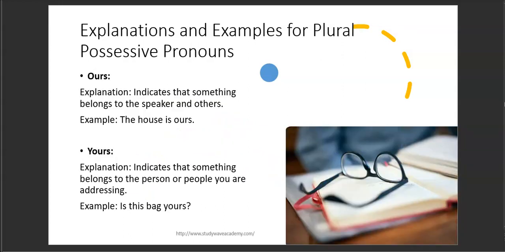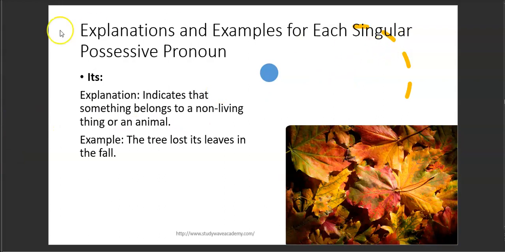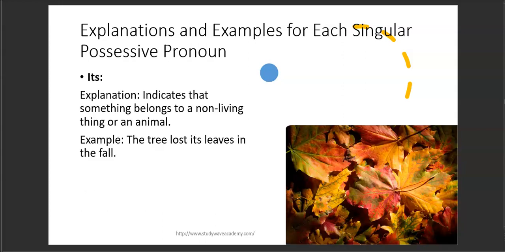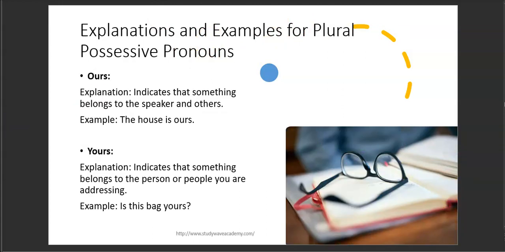Then we have the plural ones. Now in plural we have ours. So those were the singular forms I was talking about. Remember, the possessive pronouns for the singular form I've given are mine, yours, his, hers, and its. Now we're moving to the plural possessive pronouns, where we'll talk about ours. Ours indicates that something belongs to the speaker and others. For example, this house is ours. It means that the house belongs to all of us.